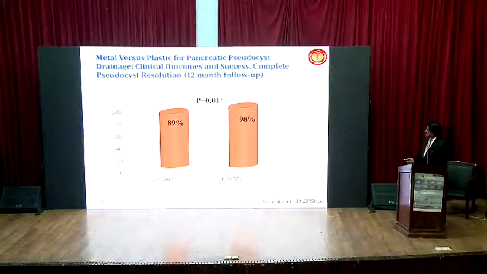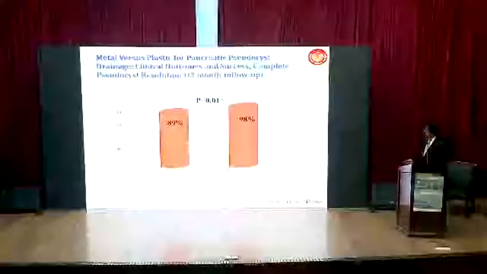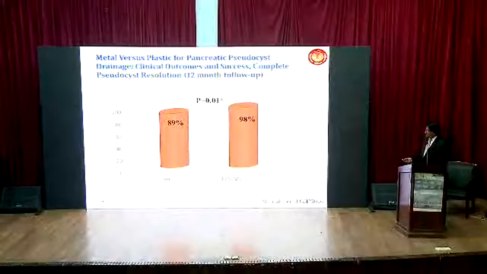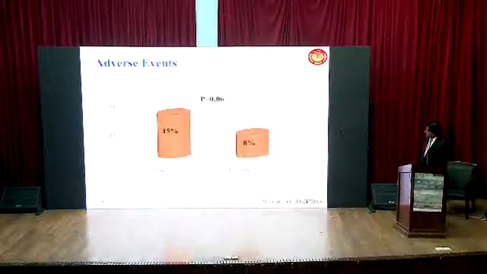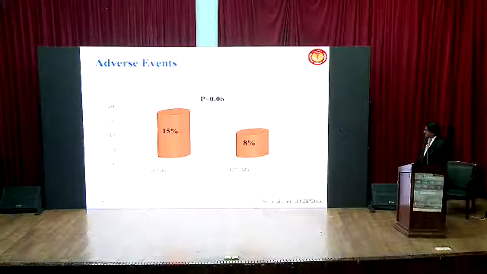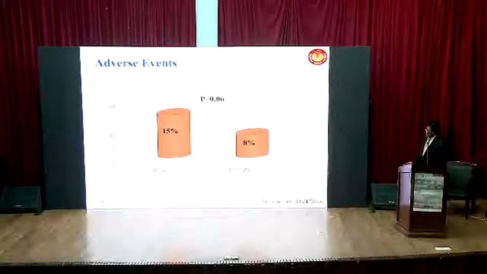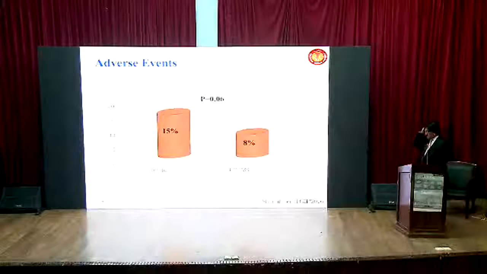Next. And what is the evidence? Is the metallic better or plastic better? If you see, this is the plastic stent here, double pigtail, the drainage success, I believe, is 89%. Metallic, fully covered, self-expandable metallic, 98%. Not much difference. The cost is 4 or 5 times higher here. Next, please. And what about the adverse events? With the plastic stent, this is 15%, and it is 8% in the fully covered self-expandable metal stent. So here is a gross difference: the complications or adverse events are more with the plastic stent.